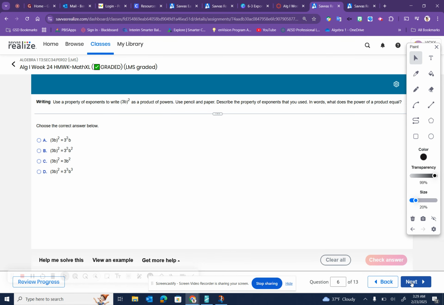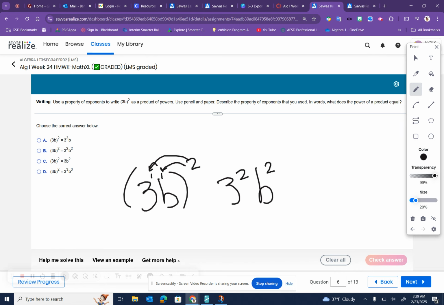You're going to use the property of exponents. You're going to write 3b to the 2nd power as a product of powers. So we do take this 2 and it distributes both to the 3 and the b. Both of these in the parenthesis have an exponent of 1, so we distribute to each of those. So it becomes 3 squared b to the second. So it looks like, in this case, it would be choice B.